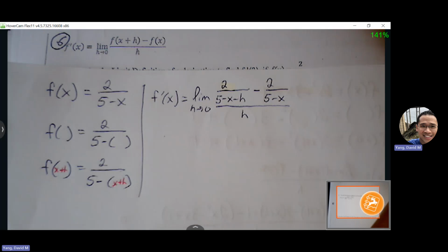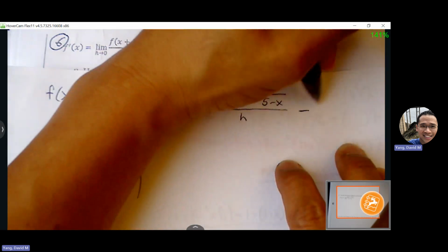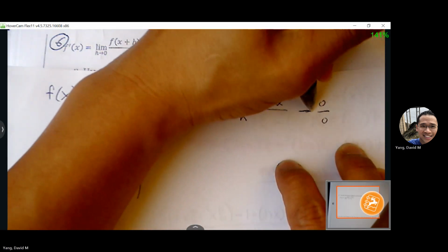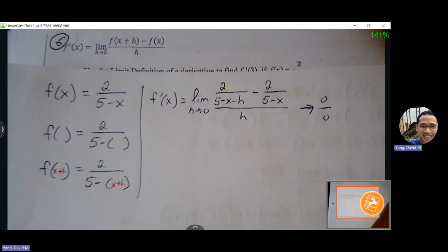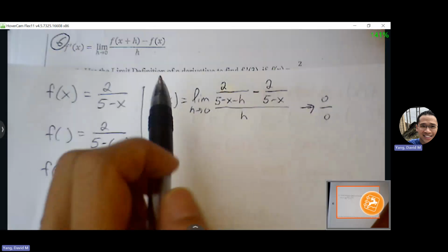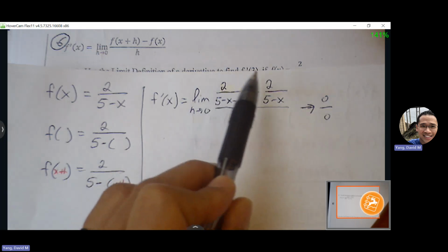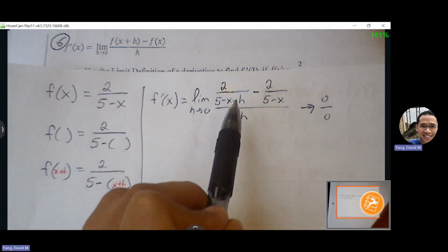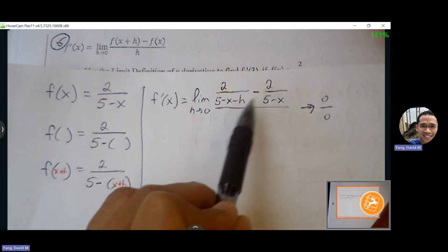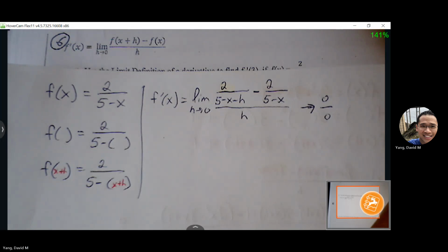Okay, first things first, we plug in 0. 0 will give us 2 over 5 minus x minus 2 over 5 minus x. That's going to be 0 over 0. And we know there's a hole. There's an h that's hiding in this upper portion. So we've got to do a common denominator. So I'm going to step to the side and go through that process.